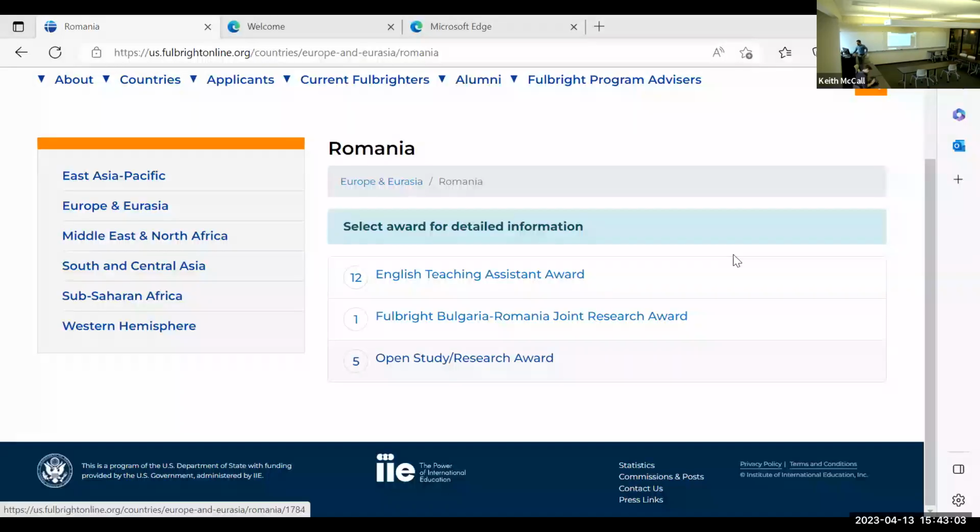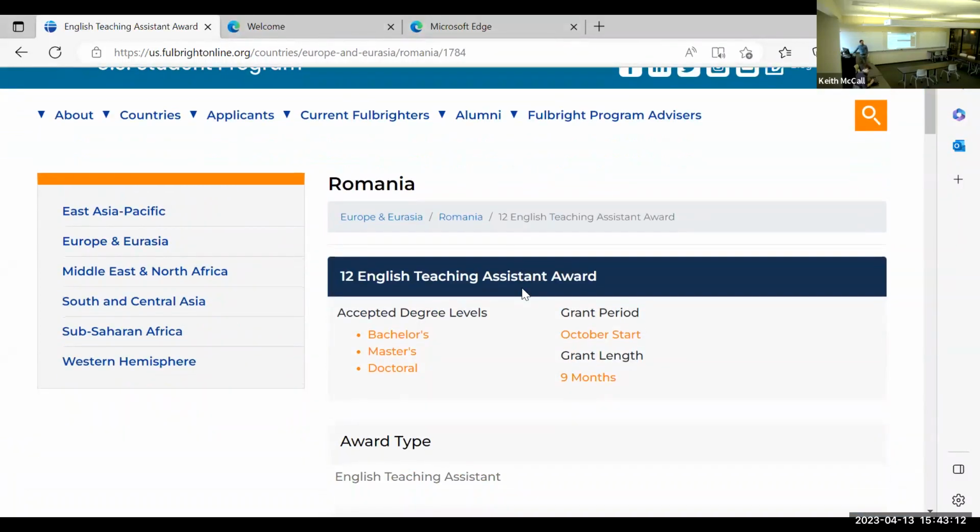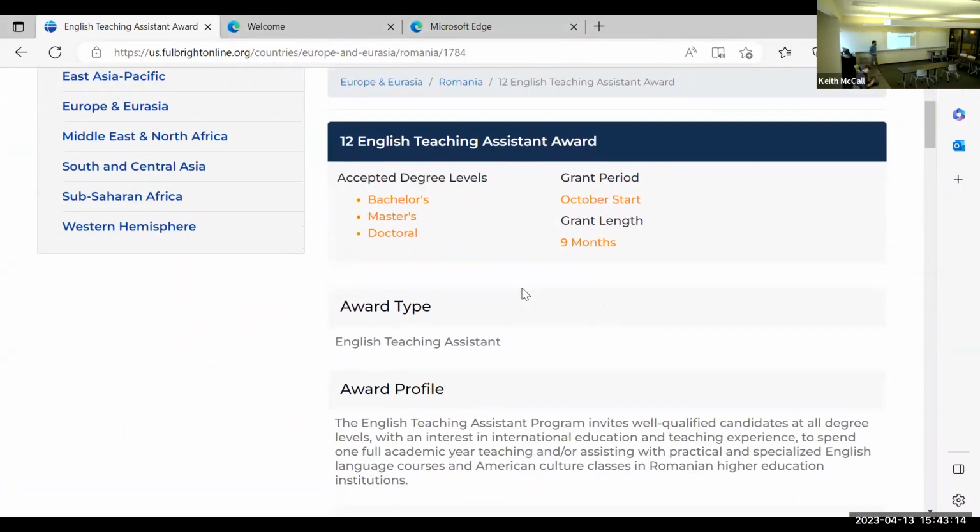Okay, so we're now on the Romania page. Romania has 12 teaching assistant awards. If you open that, you'll see exactly what they're looking for as a teaching assistant. The first thing you'll want to pay attention to is what degree level that award is open to.